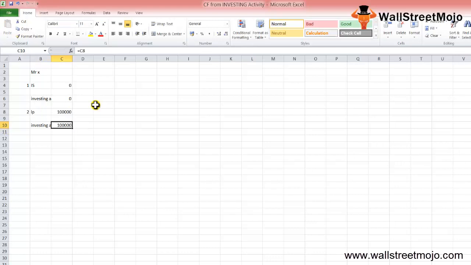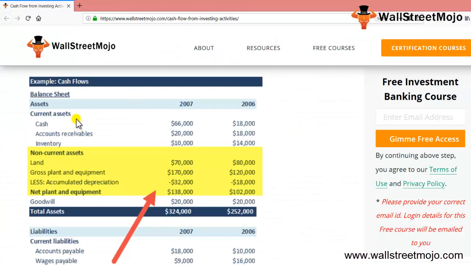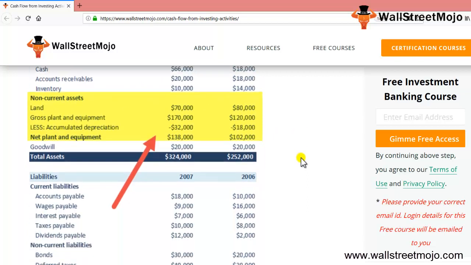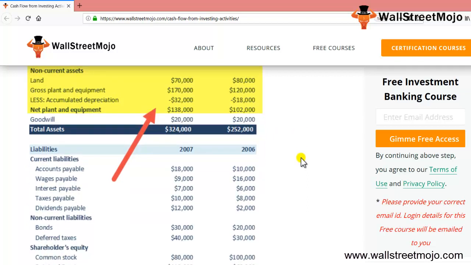So let's calculate the cash flow from investments when we have the balance sheet data. As you can see, this is a basic example. Balance sheet, non-current assets details are given, the total assets data is given, and so on and so forth with other details. So let's begin with our calculation.